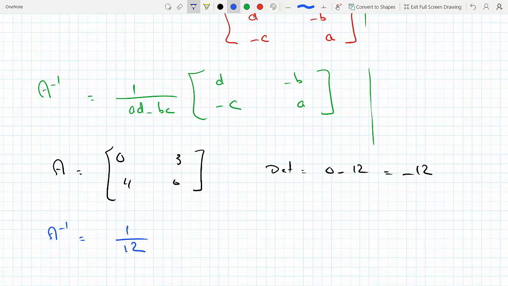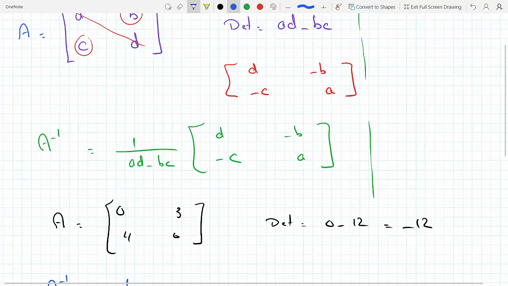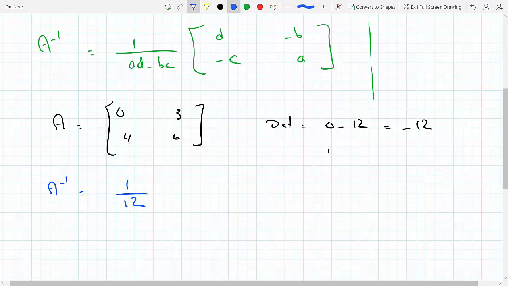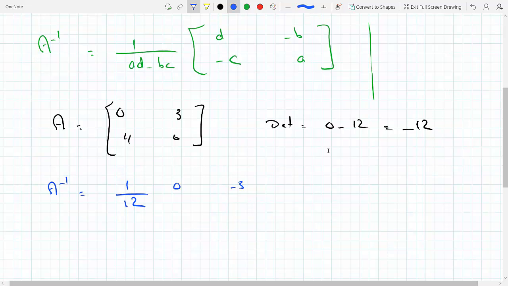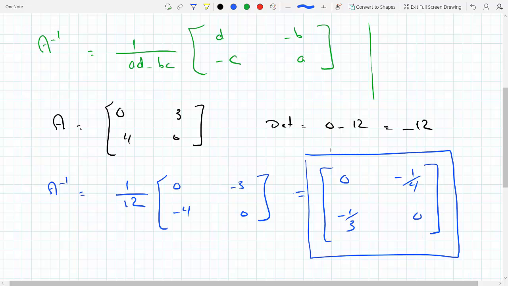And now, like I said, A inverse will be 1 over minus 12, and then I would switch these two, but it's not going to make a difference because they're zeros, and then I would multiply this by minus 1, so minus 4, minus 3. So A inverse becomes 0, minus 3 over 12 is minus 1/4. I multiply each one of the cells by that. This is minus 1/3, and this is 0. So this would be the first answer. This is A inverse.